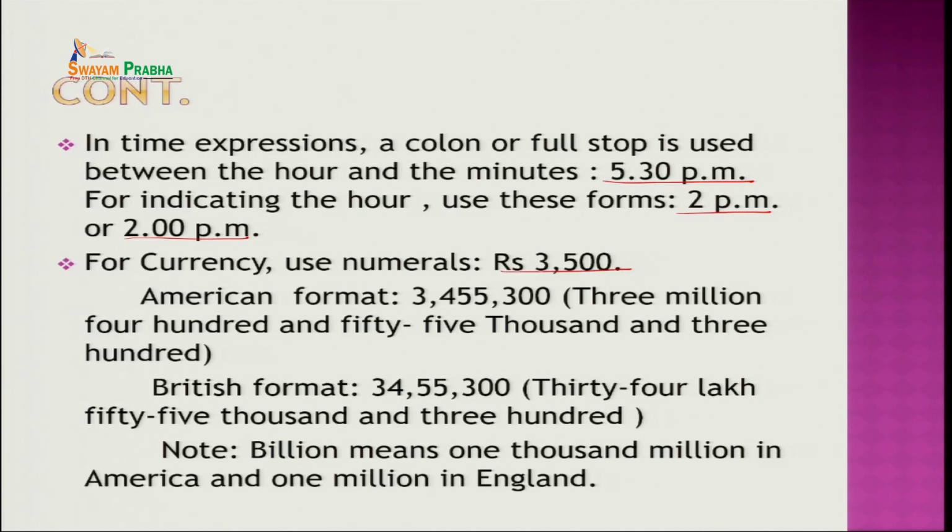American, I would like to highlight this point. American format, just have a look over here. American format says 3,455,300. Whereas British format, which we generally follow, is 34,55,300. So, in this case, unit, tens, hundreds, thousands, ten thousands, lakhs and ten lakhs, 34. So, this is the pattern which we generally follow. Being Indian, we generally follow the British pattern. So, remember, this is the distinction between the British and American way of writing numerals for currencies. Billion means 1,000 million in America and 1 million million in England.